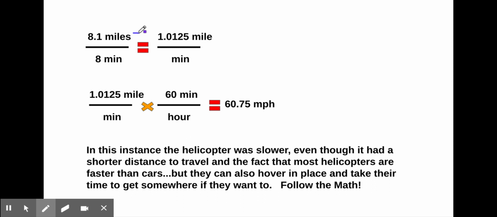And boom, boom, boom. Divide by 8 on the top. Divide by 8 on the bottom. And that's going to give you 1 minute. And then with the precious, 8.1 divided by 8 is 1.0125. That's what precious tells you.